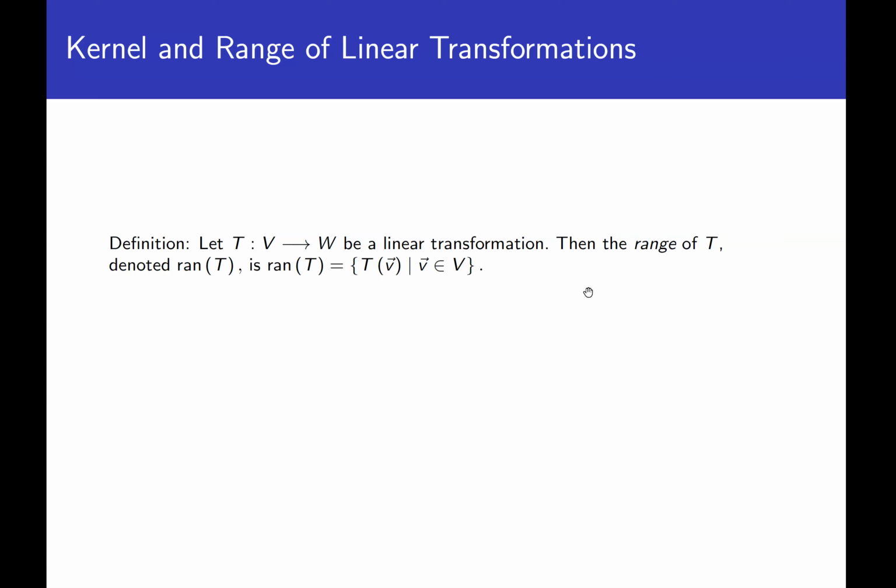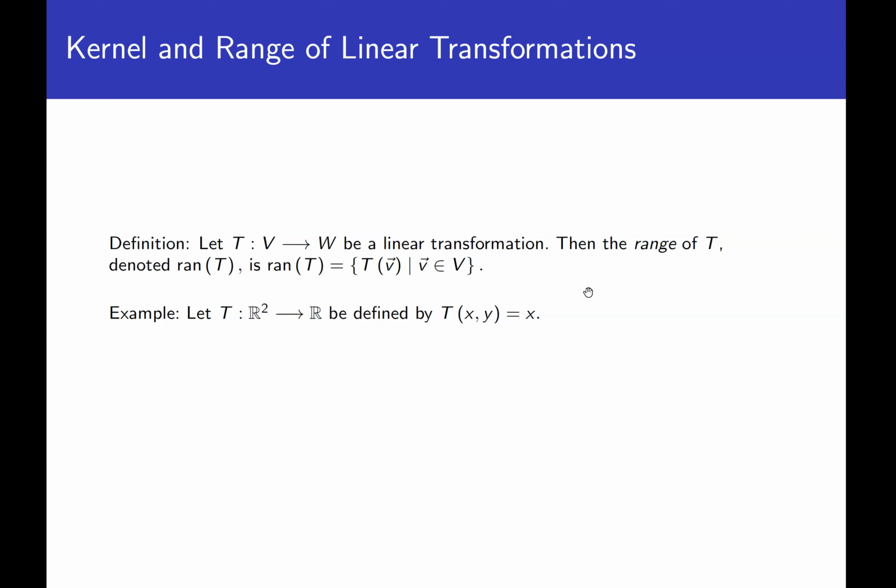Okay, so let's switch over to range. Again, for a transformation from V to W, the range of T, which we denote ran(T), but I'll say range each time, is the set of all possible outputs of the transformation. So you take any vector in V, apply the transformation to it, and look at that as an entire collection. That's the range.